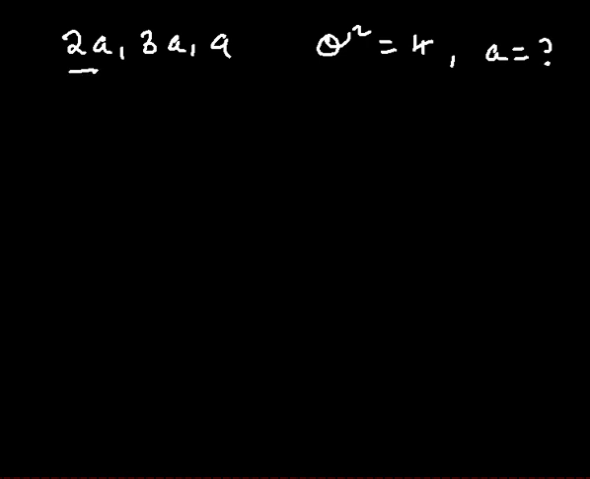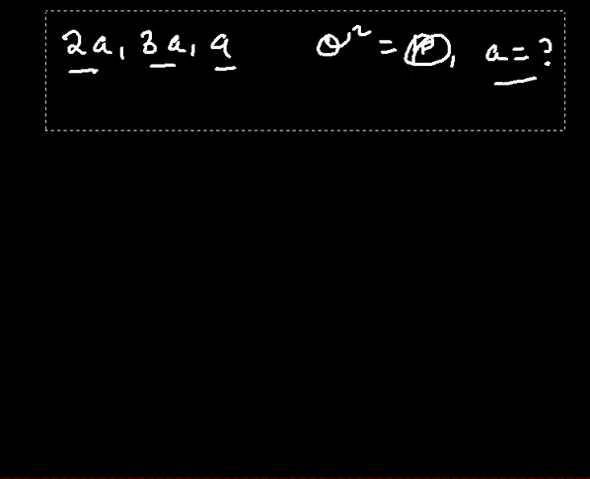And now let's say we have the question: given that the data values 2a, 3a, as well as a have the variance given as 4, what do you think is the value of a? So try that question as well.